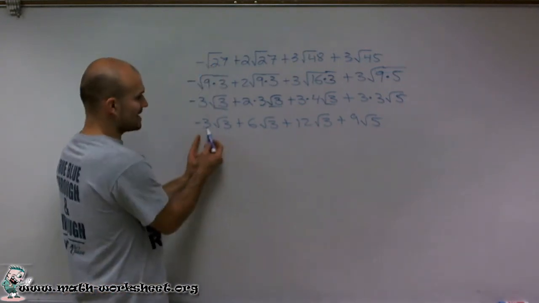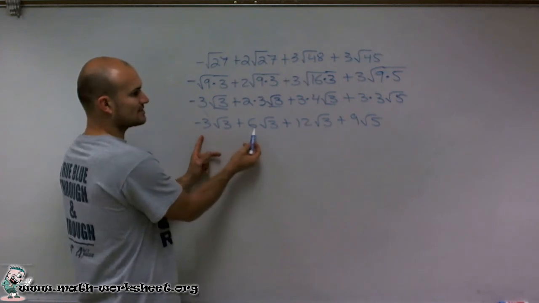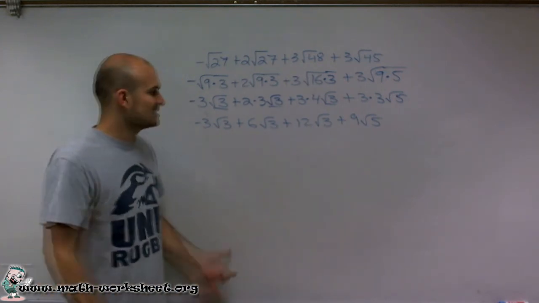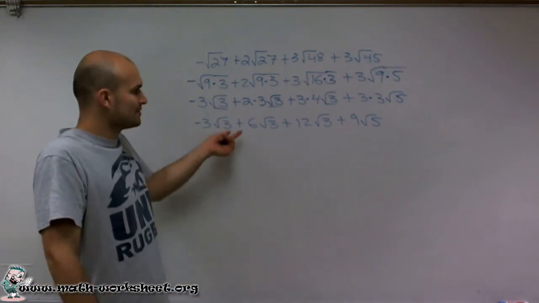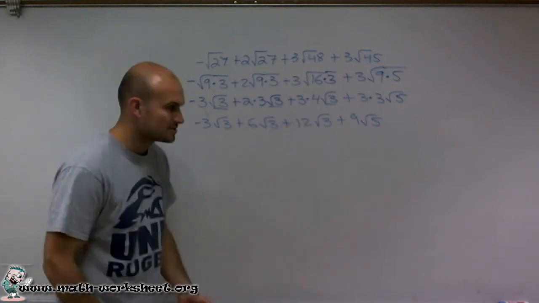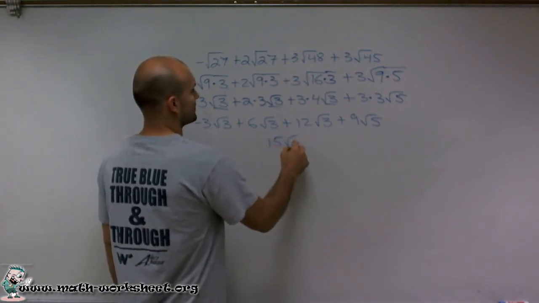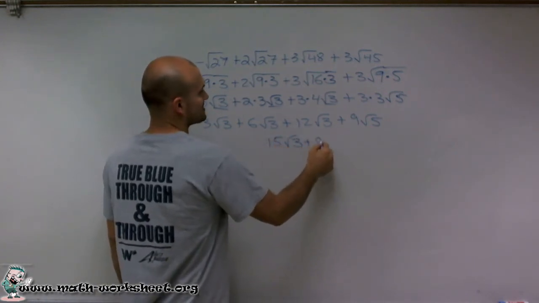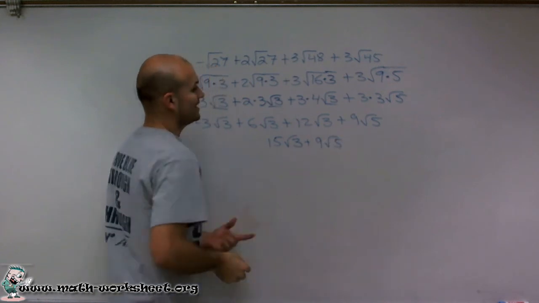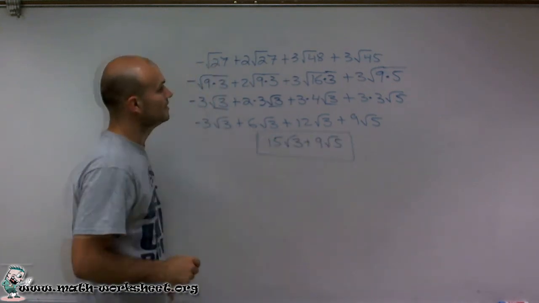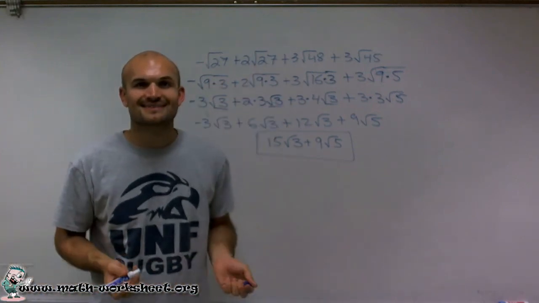But I can combine negative 3 square root of 3 plus 6 square root of 3 plus 12 square root of 3. Since they're like terms, just think of it as oranges: negative 3 oranges plus 6 oranges plus 12 oranges. You end up with a positive 15 square root of 3 plus 9 square root of 5. And since these are not like terms, this is my simplified version of this big radical expression. There you go. Thanks.